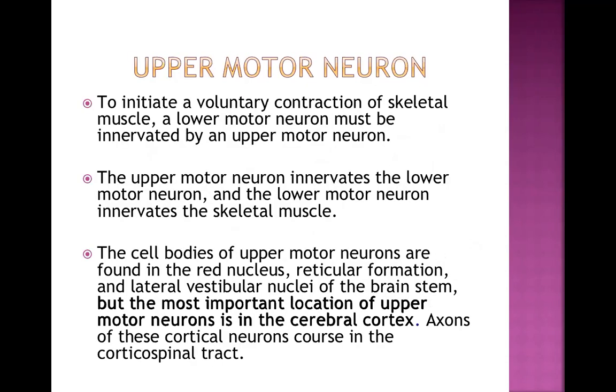Now, what about upper motor neuron then? Upper motor neuron starts from the brain. There's no doubt about it. And there are two ends of upper motor neuron. One at the brainstem, and second in the spinal cord. So, to initiate a voluntary contraction of skeletal muscle, a lower motor neuron must be innervated by an upper motor neuron. That means the upper motor neuron is giving command to the lower motor neuron to do its action.